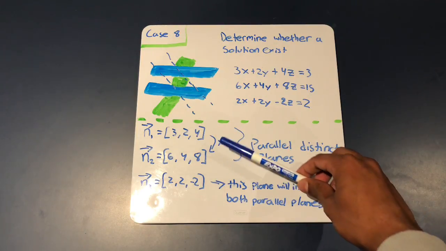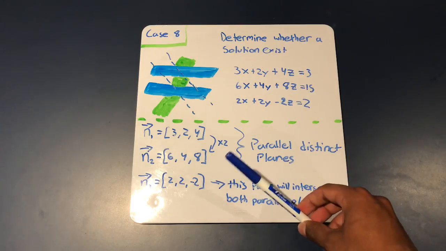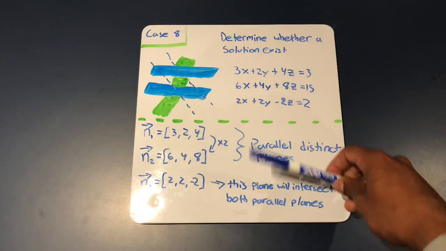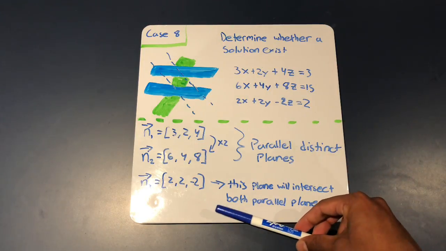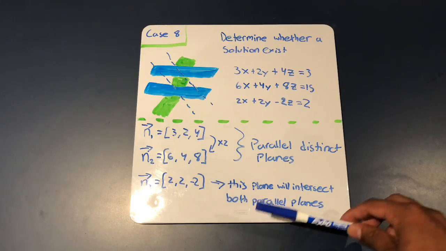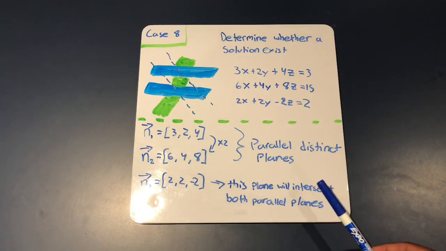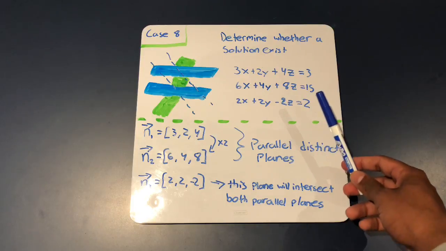So you know that normal 1 and normal 2, so equations 1 and 2, are distinct parallel planes, which means that there is a gap in between them and they're not coincident, but they are both parallel to one another. And then you know that normal 3, since it's not parallel to them, must intersect both planes eventually, resulting in two different intersections, meaning that there are going to be no solutions to a question like this.